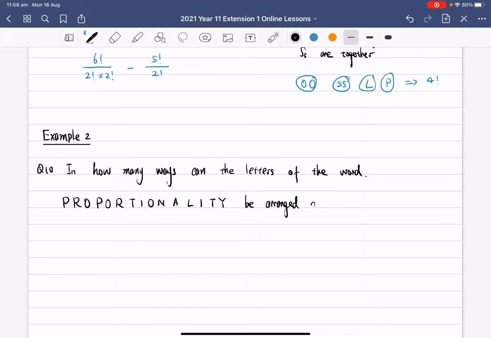Can be arranged so that the vowels and consonants still occupy the same places. How would you do this question? What does that mean?